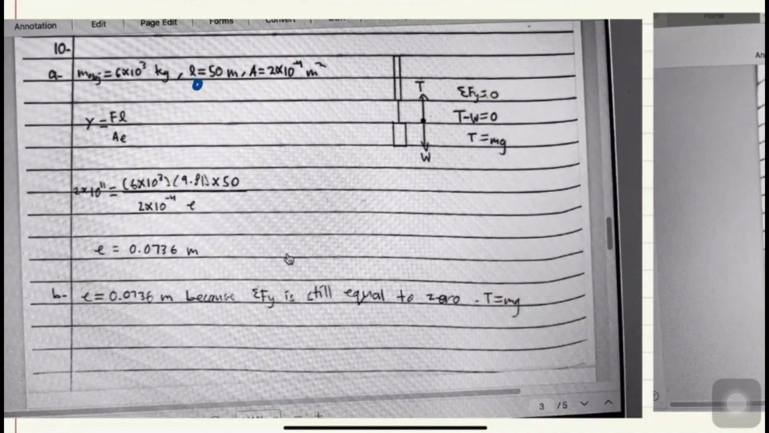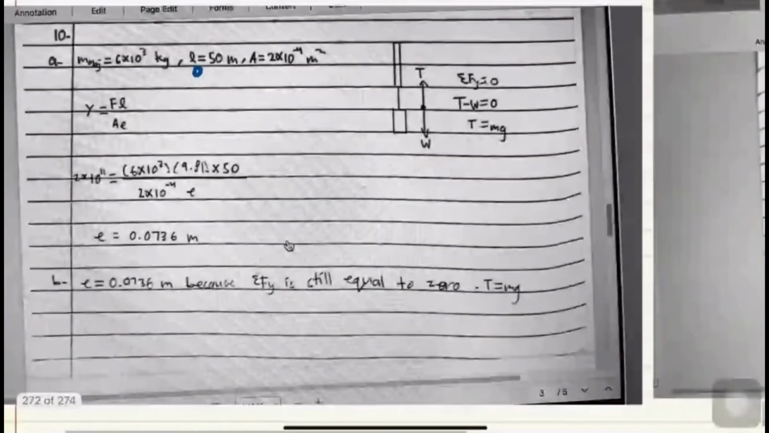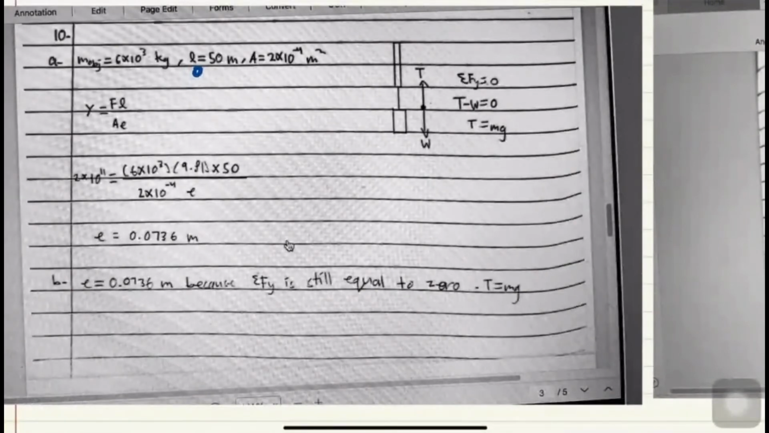Yang pertama dia nak apa? Yang pertama dia nak at rest. So bila at rest, kita just boleh je guna formula yang modulus. Y equal to F L0 over AE. So saya masukkan je semua tu. F tu saya dapat daripada mg sebab dia weight. So 6 mass tu darab dengan g gravity 9.81, darab dengan initial length 50 meter over dengan area dia dah bagi. Sekarang dia nak tahu pasal E extension. So kita pindah-pindahkan, dia dapat E 0.0736 meter.